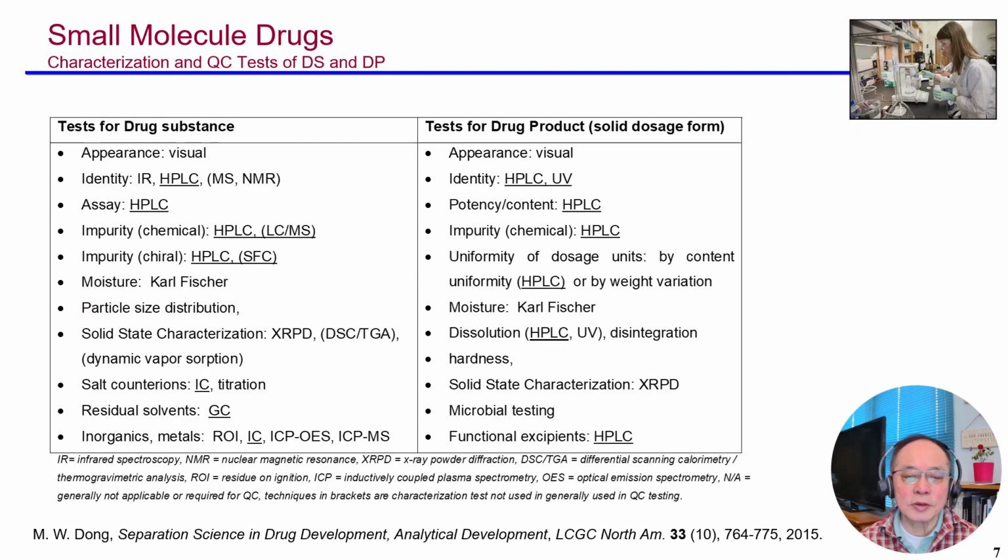This table summarizes the characterization and QC tests for drug substance and drug product. Note that many of the tests are HPLC based for potency, impurity, and identification for both drug substance and drug product: identity, assay, and impurity HPLC. These tests are pretty similar for drug substance and drug products. There are others include moisture by Karl Fischer, residual solvents by headspace GC, IC for salt counter ion, and inorganic metal testing by IC or ICP mass spec.